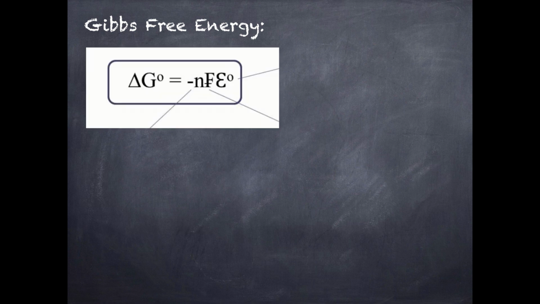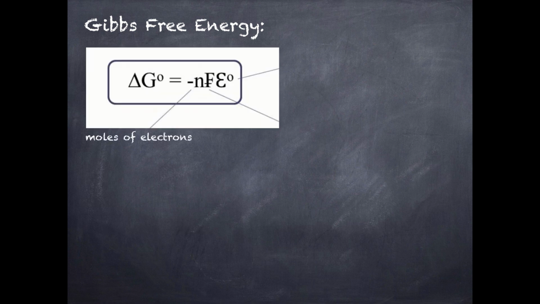So I just introduced the concept of spontaneity, or that a reaction is thermodynamically favorable. And there's one last concept that I'm going to introduce in this lesson, and that is Gibbs free energy, because the Gibbs free energy is actually a value that we can use to determine if a reaction is spontaneous or not. Okay? So here's the formula for Gibbs free energy.